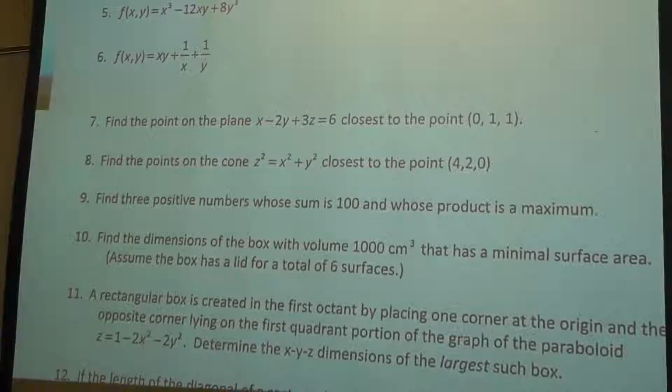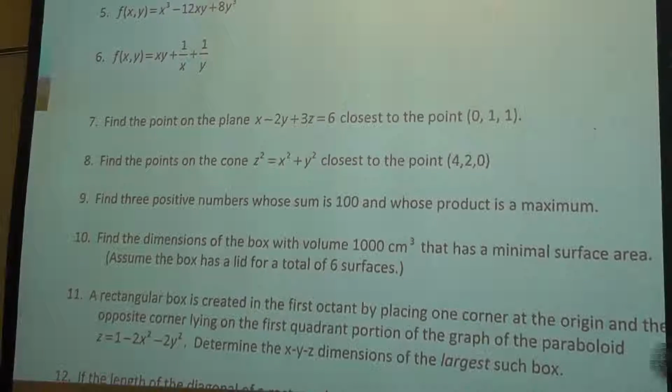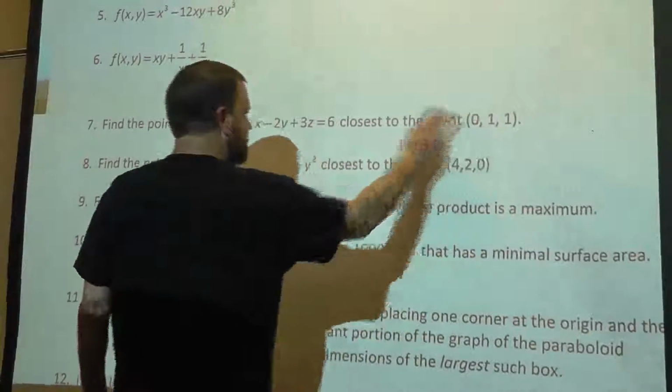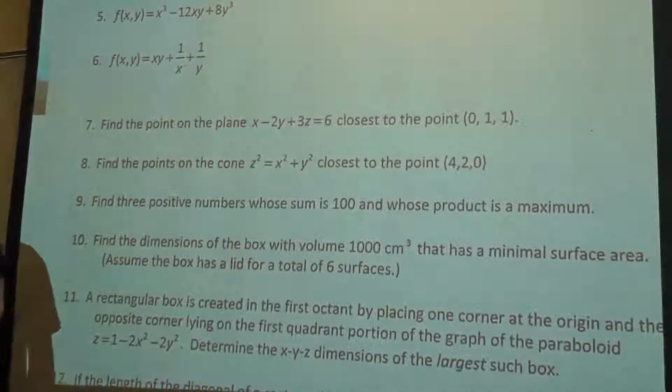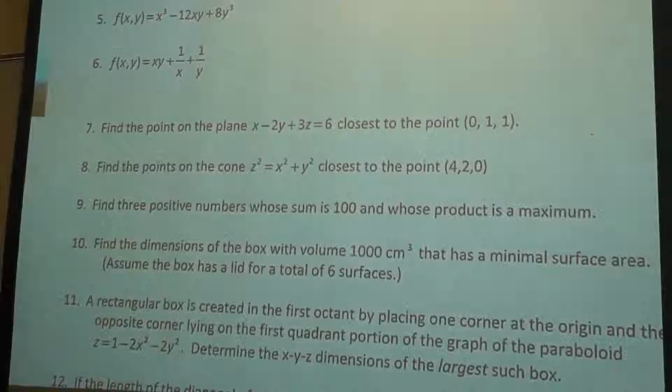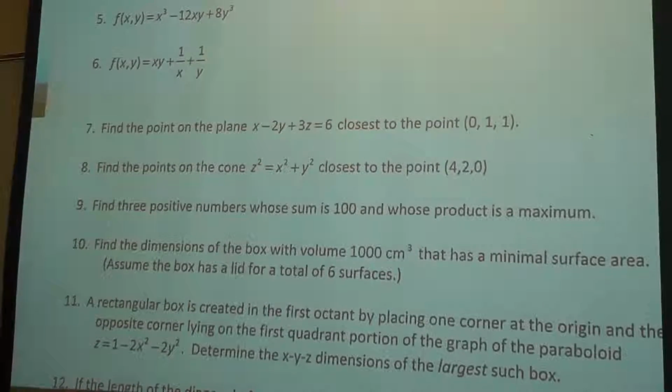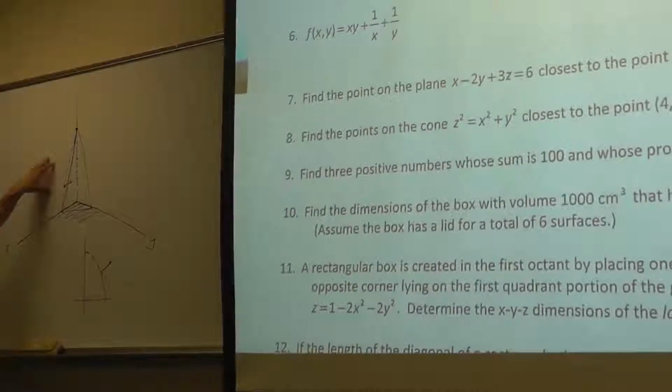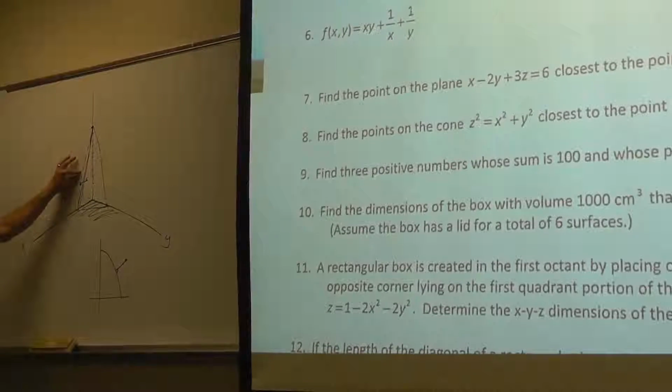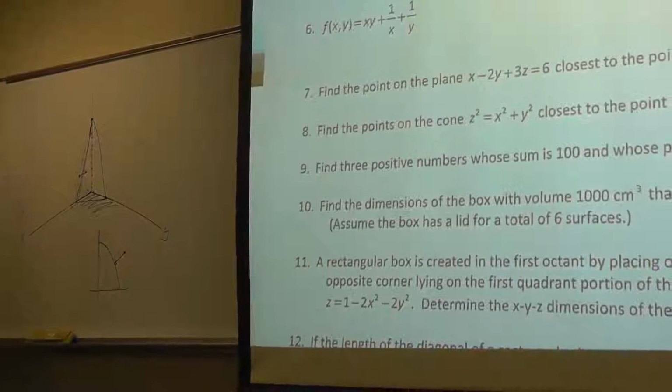Can you think of how many solutions you could get? If you're looking for the minimum distance from a point in space to a plane that doesn't contain that point, how many solutions should you get? One. With one point fixed in space, there can only be one minimum distance to a plane.